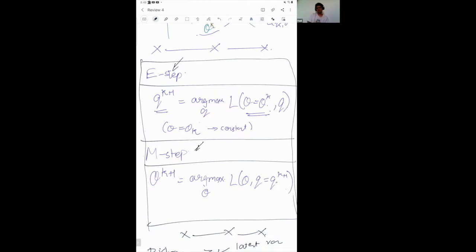And Q is the variational distribution that you have introduced over your latent variables, so that you can get a family of lower bounds and then optimize over it, so that you can get to this local optimum of theta. Okay. Got it.